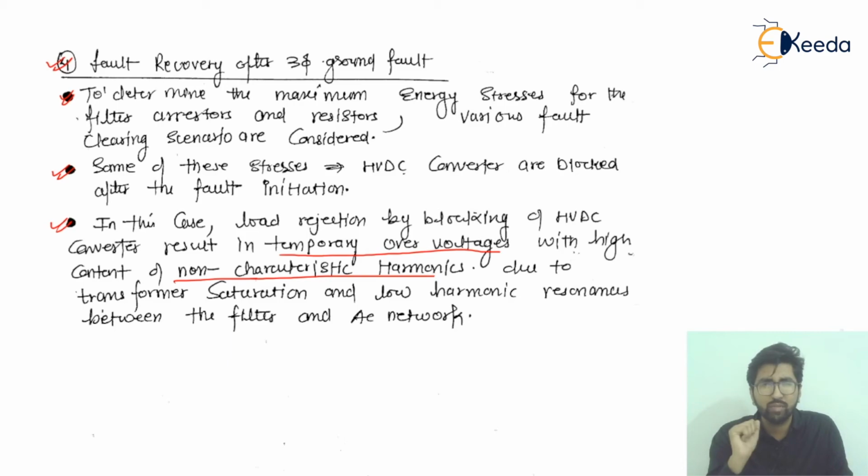What are non-characteristic harmonics? They do not follow the np plus minus 1 relation. So that is non-characteristic. Non-characteristic harmonics arise due to transformer saturation, obviously the transformer is going to be saturated, and due to low harmonic resonances between the filter and the AC network. So there will be a low harmonic resonance, which we have discussed in the last lectures. Resonance related with the harmonics we have already discussed.